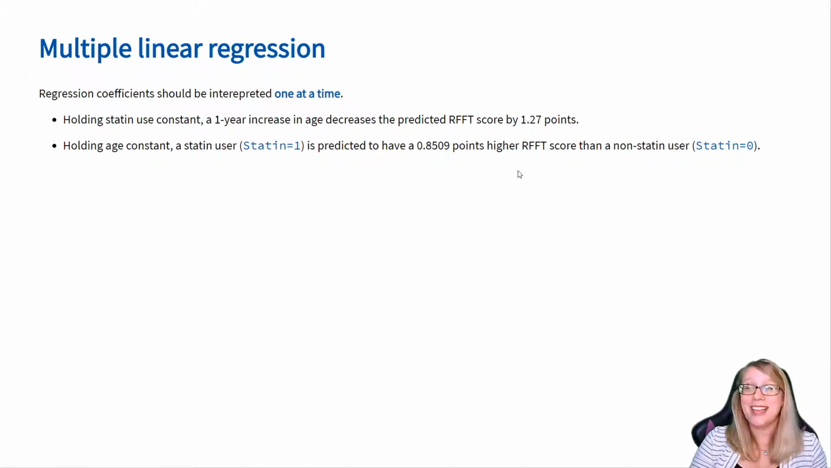Let's look at statin use. Now we're holding age constant. Age isn't really changing here. A statin user is predicted to have a 0.8509 point higher RFFT score than a non-statin user.